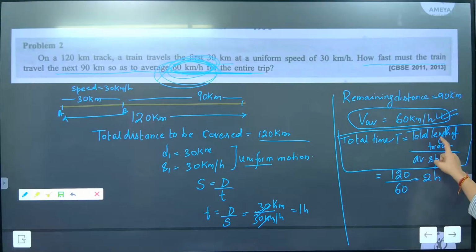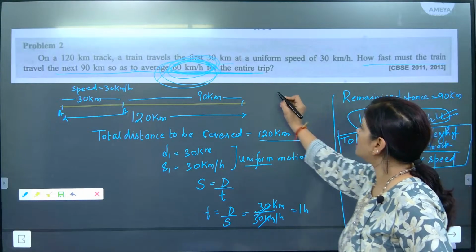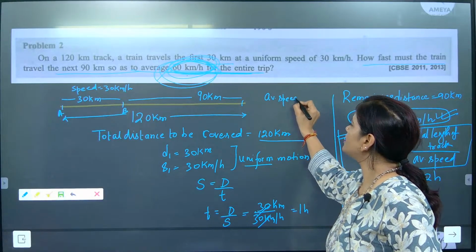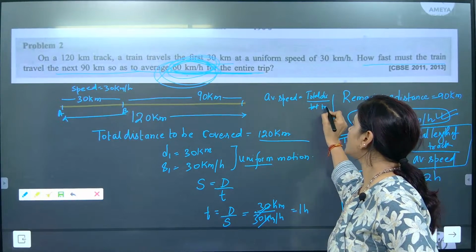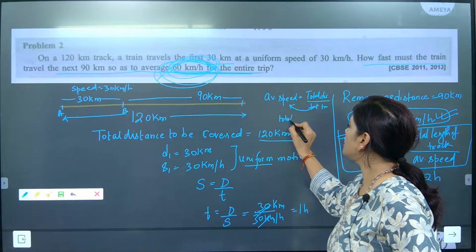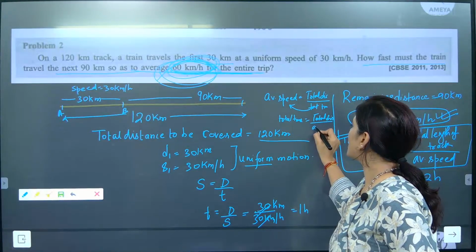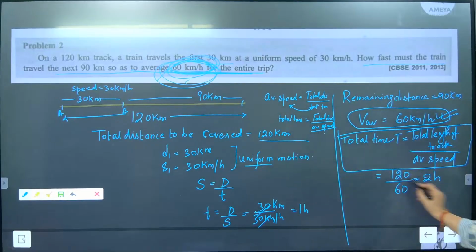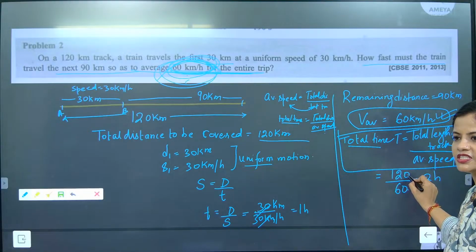Now beta, here, total time taken. Average speed is equal to total distance by total time. Just now in the previous question we did this. What is the average speed formula? Average speed is equal to total distance by total time. So beta, can I shift total time here? Then total time is equal to total distance by average speed. And what is the average speed given to you, beta? 60 km per hour. So total time is equal to total distance. What is total distance? 120.